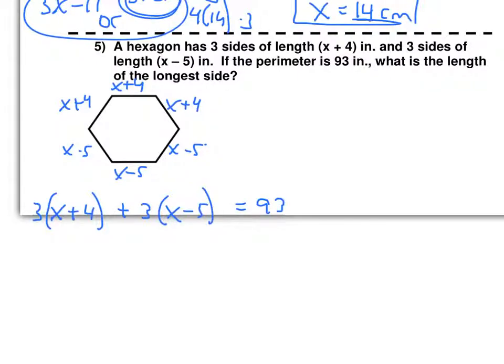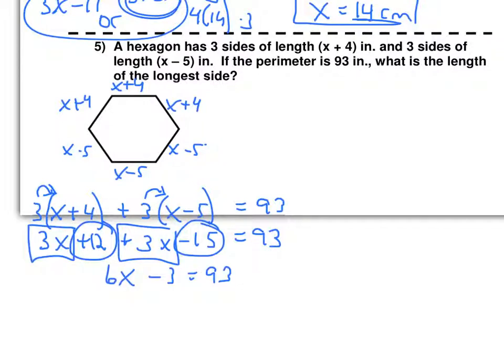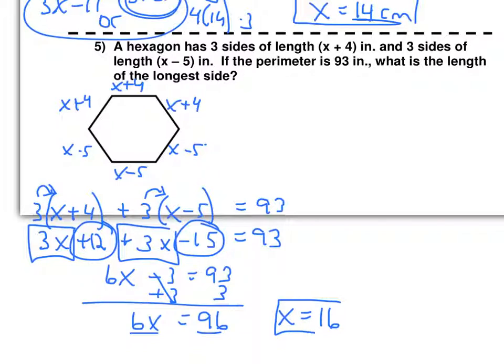Now notice on my equation, I decided not to rewrite x plus 4 3 times, although you could, and x minus 5. I just put a 3 in front of them with parentheses, and then I'm just going to do distributive property. So when I did distributive property, I multiplied the 3's, and I get 3x plus 12 plus 3x minus 15 equals 93. Then I combine like terms to get 6x minus 3 equals 93. So when I divide by 6 on both sides, I get x is 16.